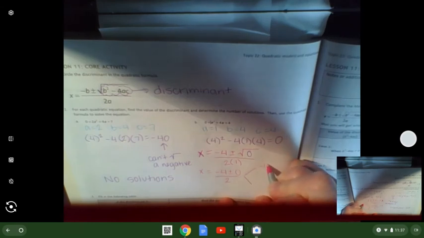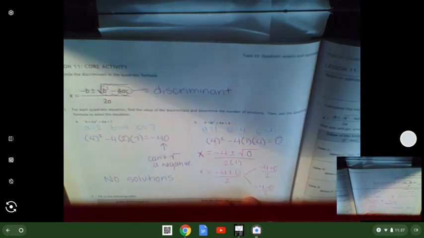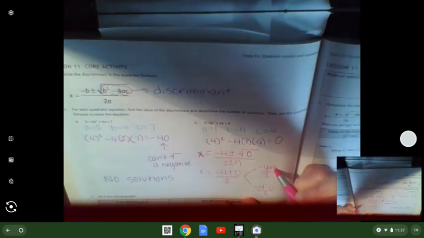One where we do negative 4 plus 0 and then divide by 2. And the other one where we do negative 4 minus 0 and then divide by 2. Negative 4 plus 0, well, adding 0 does nothing. I might as well cross it out. Adding 0 does nothing. So negative 4 divided by 2 is negative 2. There's my first solution. And subtracting 0, again, really, that does nothing.